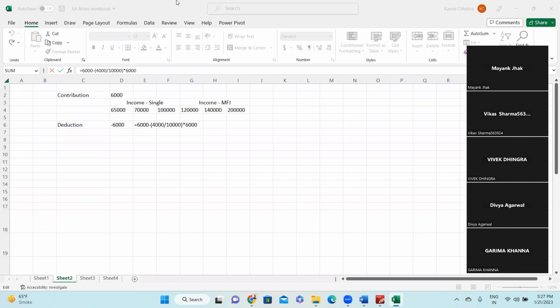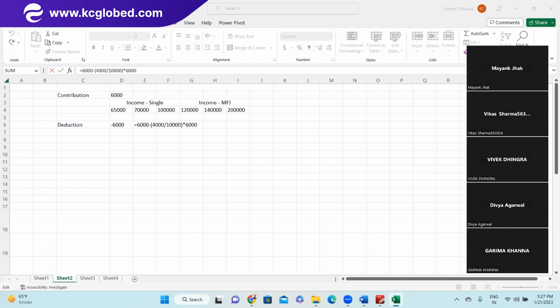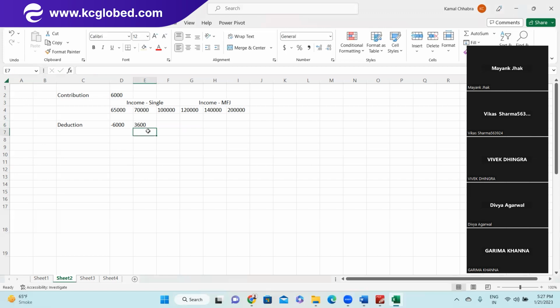So Mayank, you got it, like how we get this 4,000? Yes, sir. And how do we get this 10,000? 76,000 minus 66,000. So 10,000 is the total phase out limit. Right? So the proportionate amount of 6,000 we need to reduce. So 2,400 we need to reduce from the 6,000. Hence we get this amount of 3,600, right?